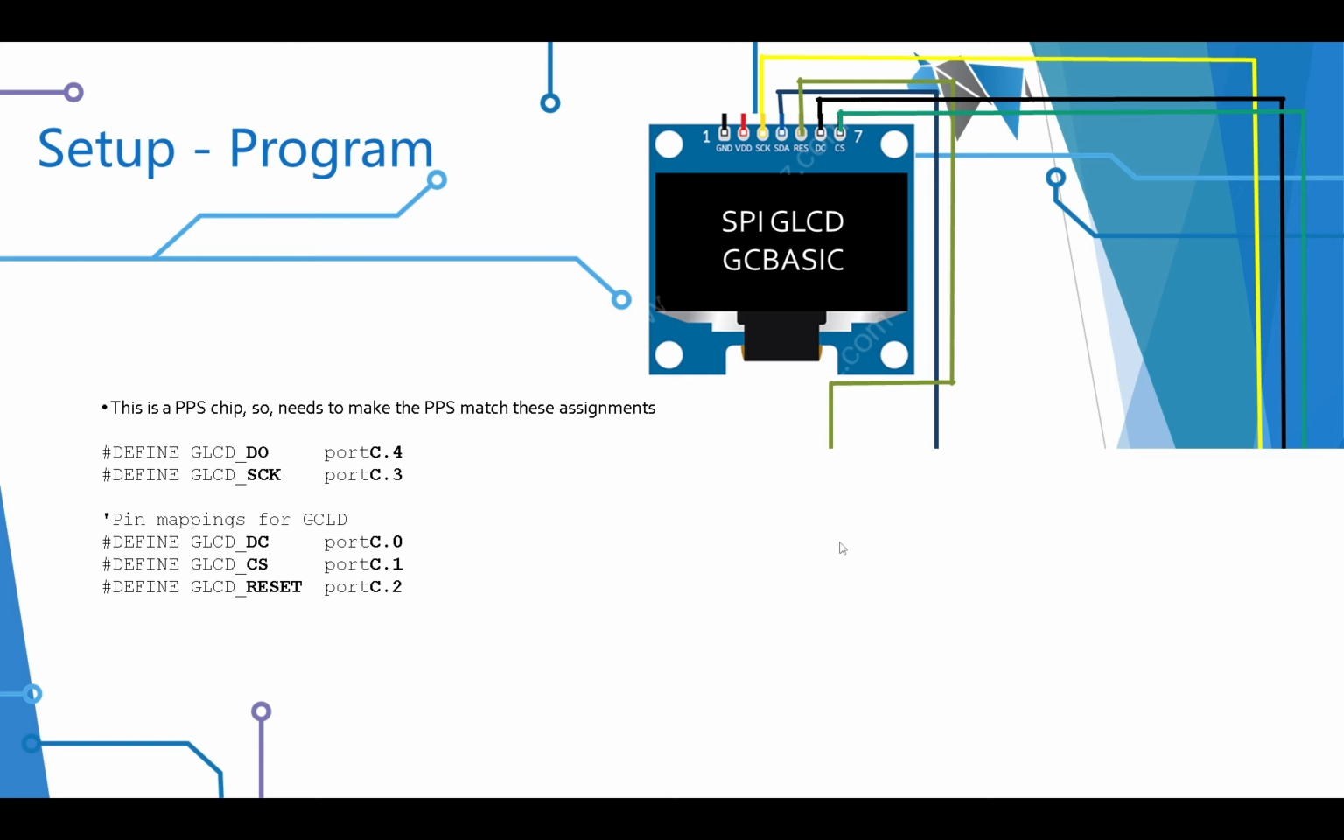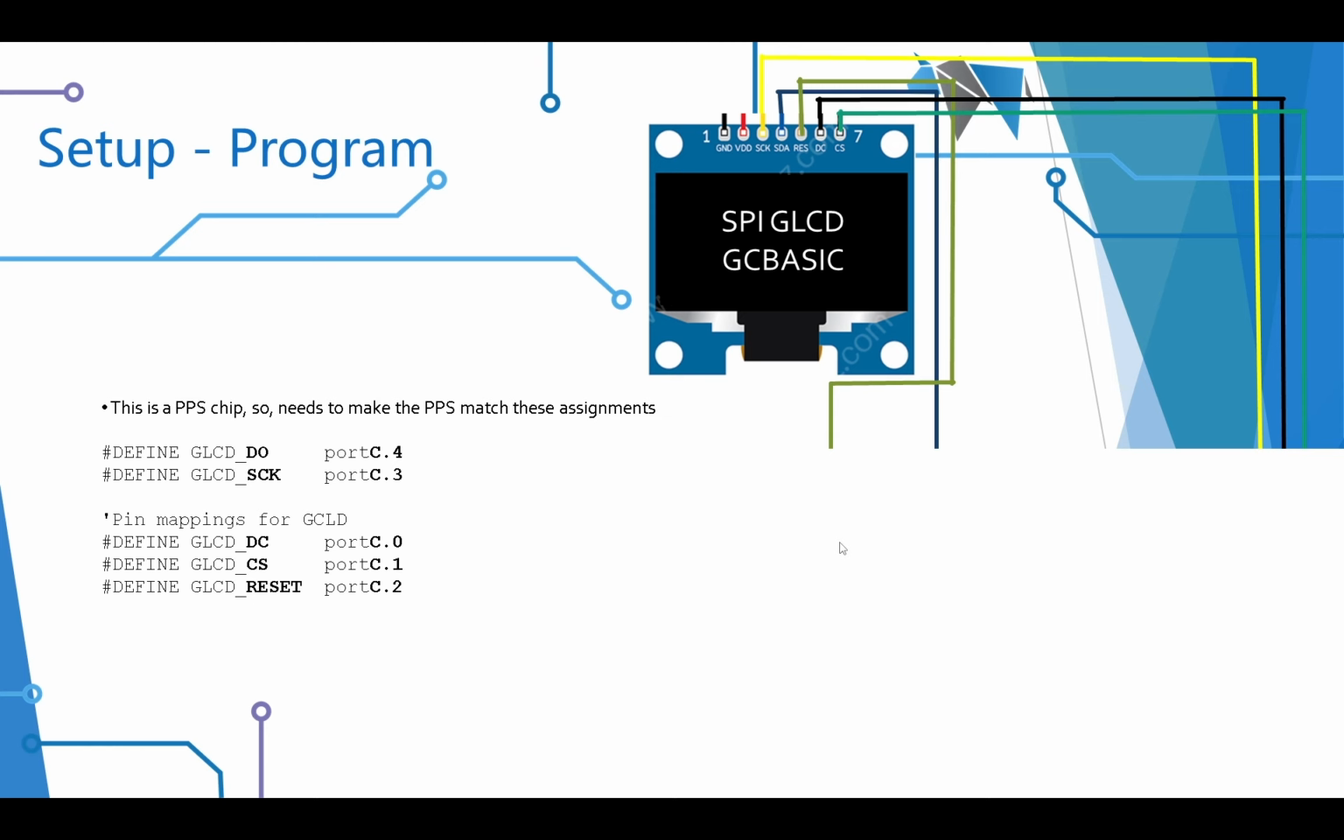More on the setup. Once you've decided that you're going to use an SPI, you need to do some definitions, and I'm going to show you these inside the actual program very shortly. But if you're using a PPS chip, you need to set up the PPS, and it needs to match the parameters. These parameters, as I've spoken about before, are the data out and clock, DC, CS, and reset lines. And those lines need to be defined as constants, and I'll explain why they're constants very shortly.